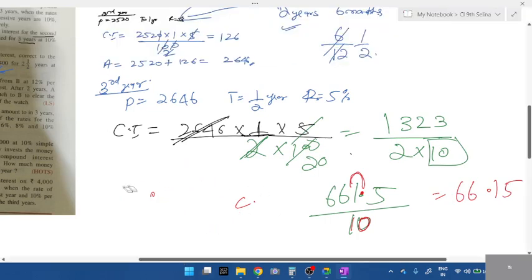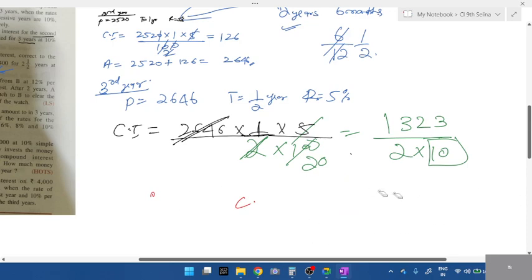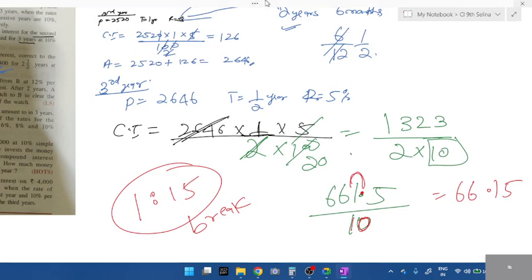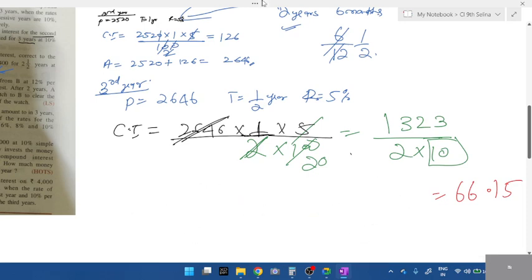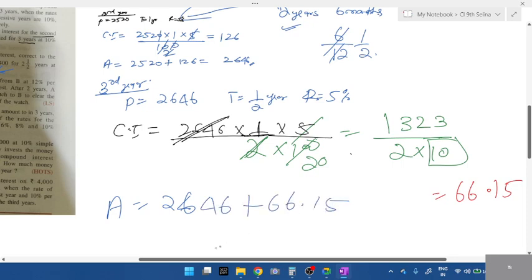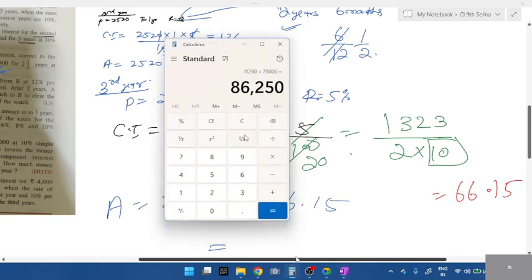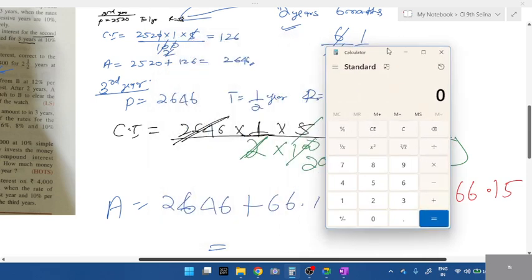Fine, students. So this calculation, did you all understand why I split 2 into 10? Is it clear? Okay. If you try to divide directly, sometimes you might go wrong. So always split. Whenever there are tens, hundreds, or thousands, split it. So you'll get 66.15. Okay. What is 66.15, students? What's the amount? 2646 plus 66.15. What's the answer you got? 2646 plus 66.15. 2712.15.